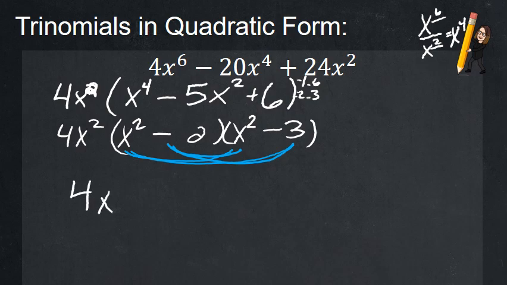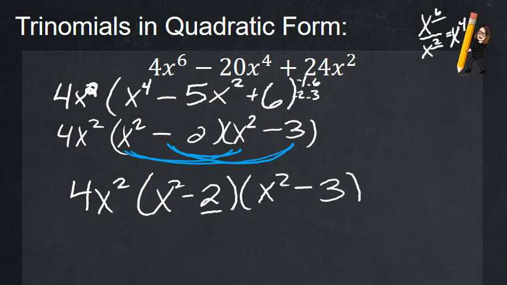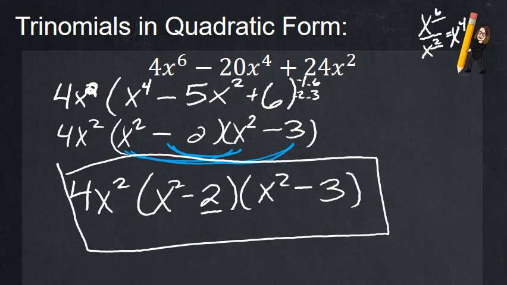Then always double check. Do I have difference of squares? I have a square and I have difference, but 2 is not a perfect square. I have a squared and a difference, but 3 is not a perfect square. So because I can't go any further, that would be my final answer.